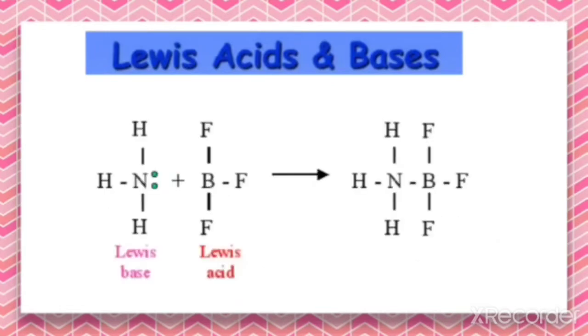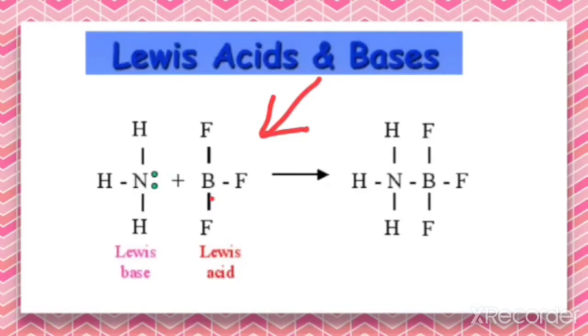Next example, that is the example between NH3 and BF3. Here you can see that ammonia has one lone pair. That means this is an electron rich species, but BF3 is electron deficient because the central atom B is electron deficient, as the octet is not complete.